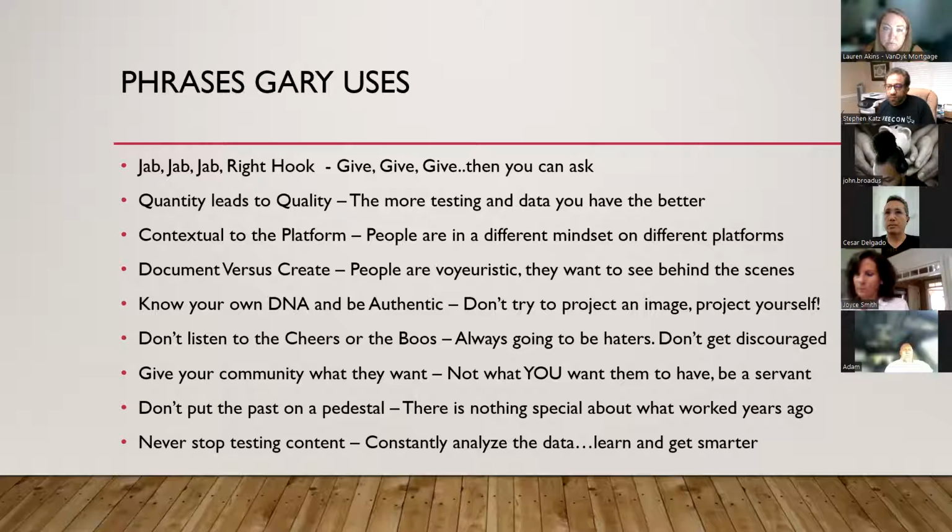Okay, these are phrases that Gary Vaynerchuk uses. I want you to be familiar with. Jab, jab, jab, right hook, which is about what all this is about, is give, give, give. Then the hook, it's a boxing term. That's the knockout punch. That's when you ask. And it's okay to ask for business, but you can't ask all the time.